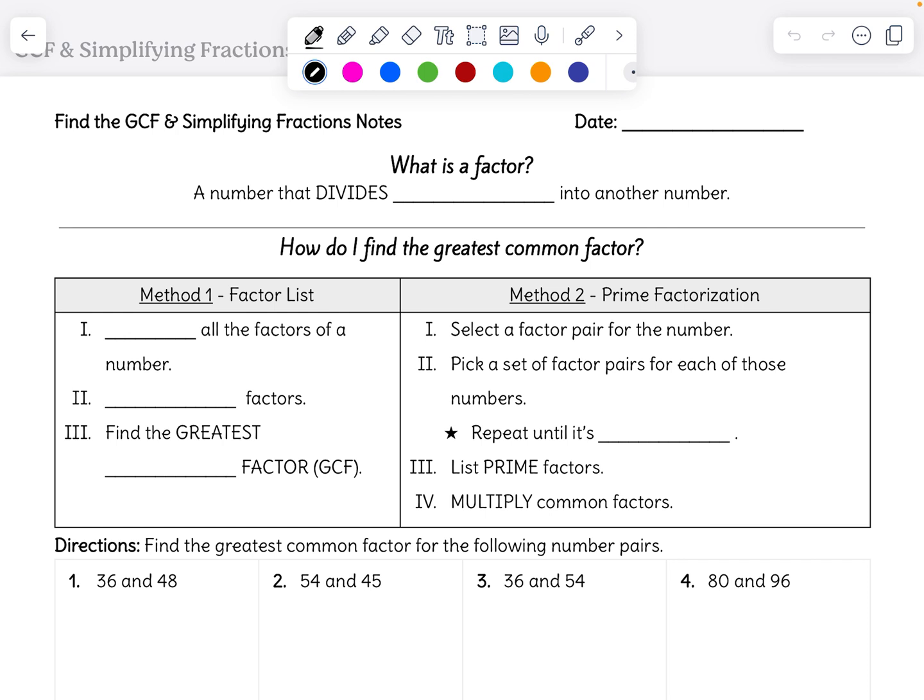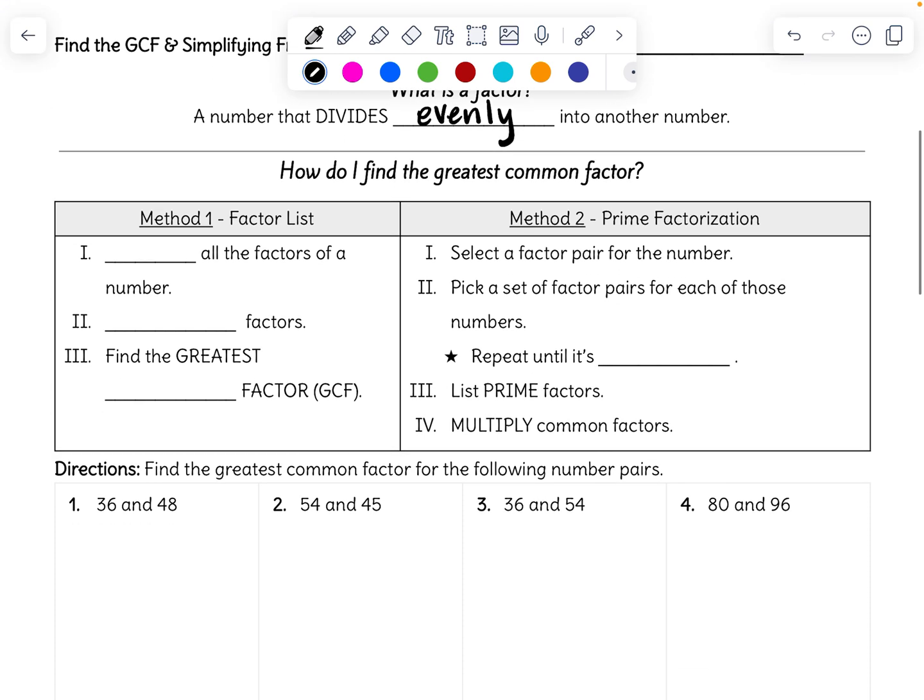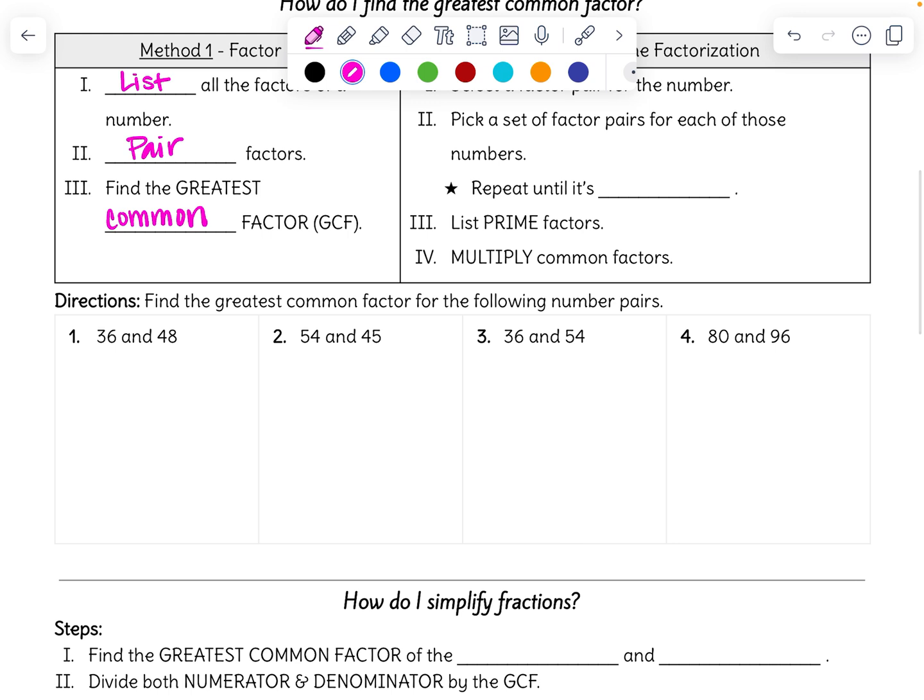A factor is a number that divides evenly into another number. So how do we find the greatest common factor between two numbers? So I'm going to give you two methods. Method one is a factor list. So you're going to list all the factors of a number, and then you're going to pair the factors and find the greatest common factor, the GCF.